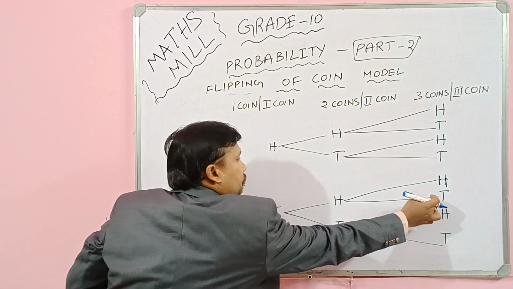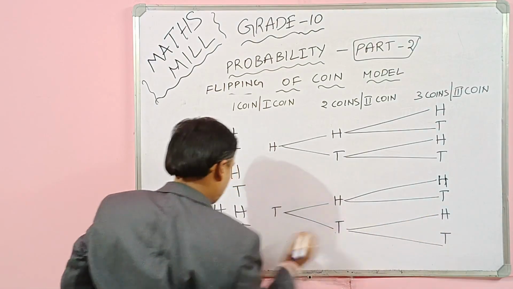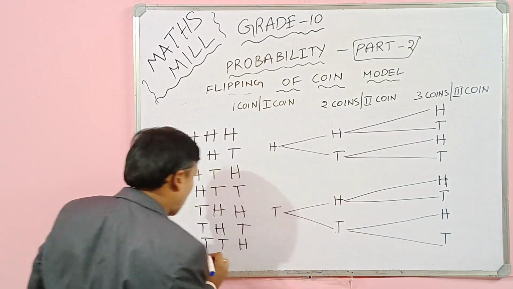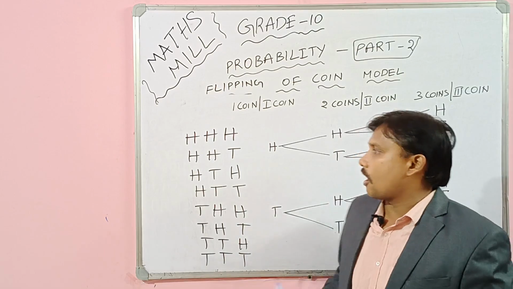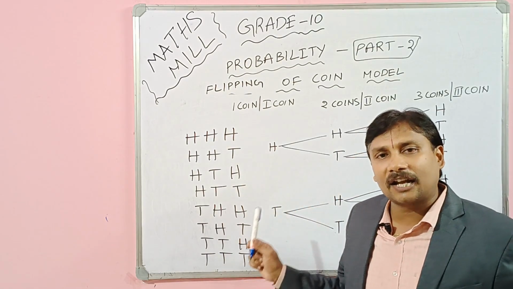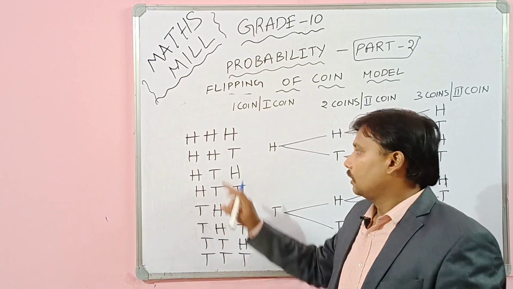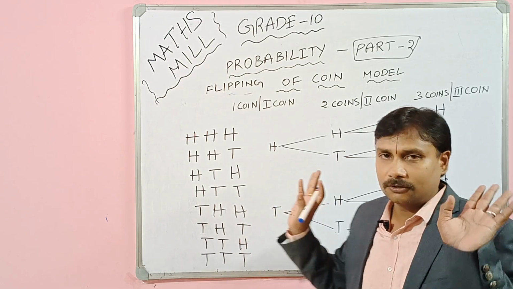Next, T, H, T. T, T, H. T, T, T. All the 3 are tails. Now, these are the possible outcomes if we flip 3 coins at a time or 1 coin 3 times. So 1, 2, 3, 4, 5, 6, 7, 8.